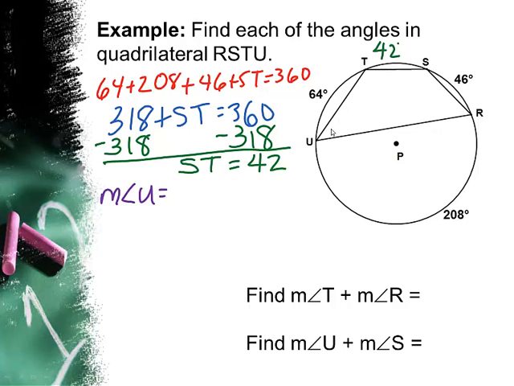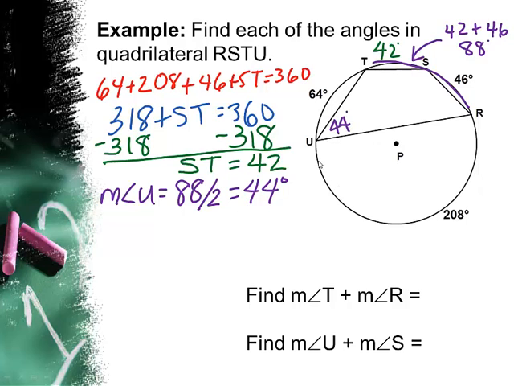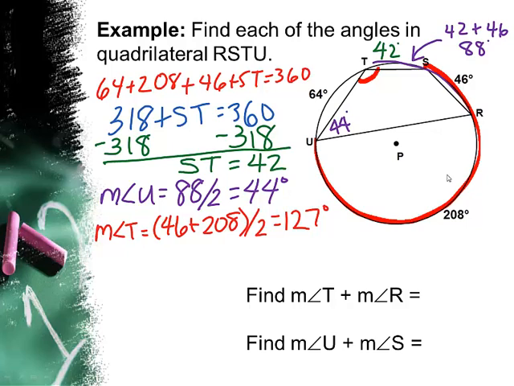Now, starting with angle U, I know that it subtends this arc right here. Well, that arc is 42 plus 46 degrees, or 88. Since U is inscribed, it's half of that 88. It's 44 degrees. Now I'm going to find angle T. That subtends, or intercepts, a much larger arc. It's this arc right here. It's a major arc, URS. So I have to add all these angles together, 46 and 208, divide by 2, and I get 127.